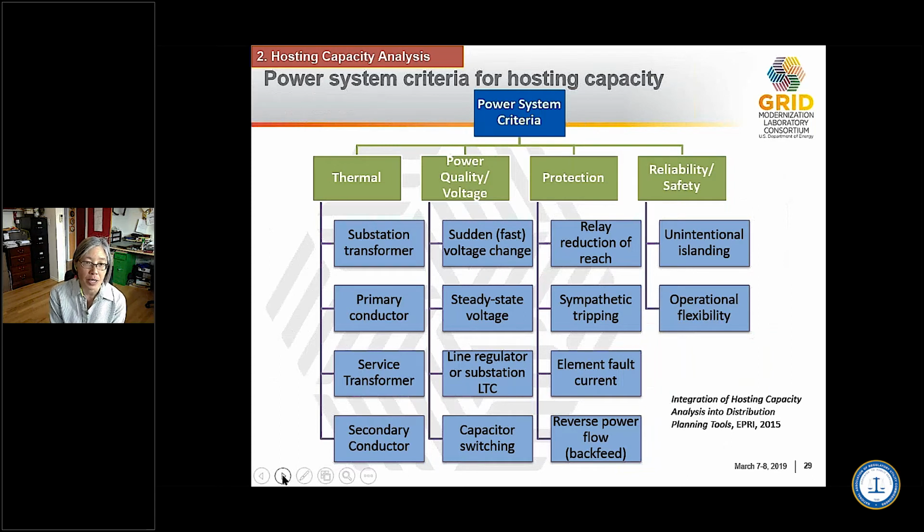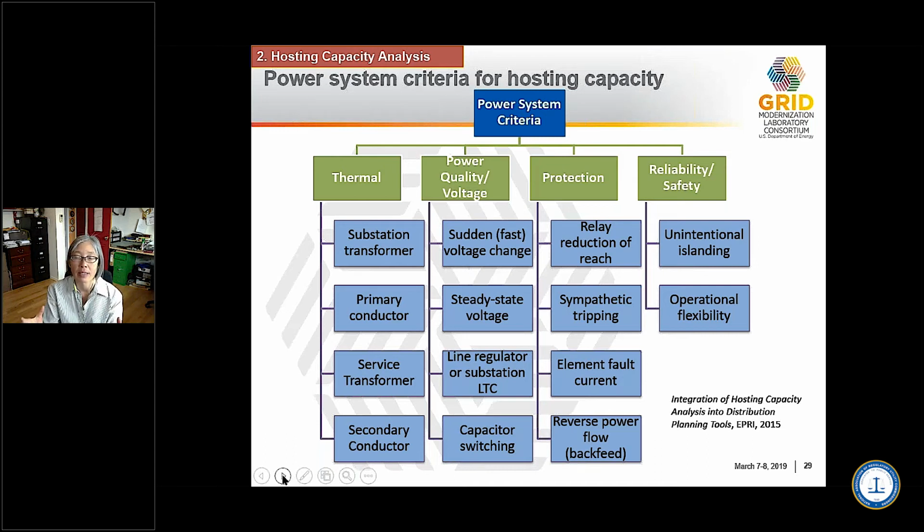So LaBelle just showed a list of some of these different criteria and what some of the actual, for example, ANSI limits for voltage are. But the general categories that we're looking at for power system criteria are thermal criteria. That's about overloads on transformers and conductors. Voltage, so that's about making sure we keep voltage within those ANSI limits.